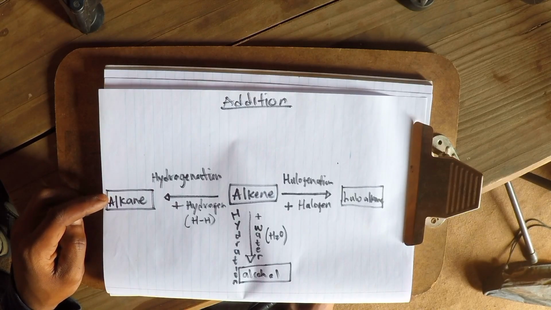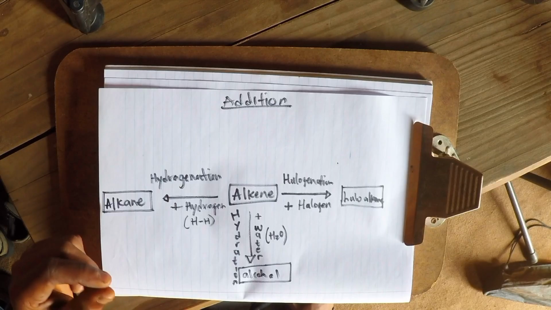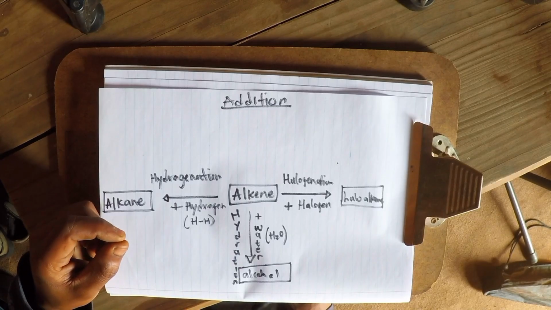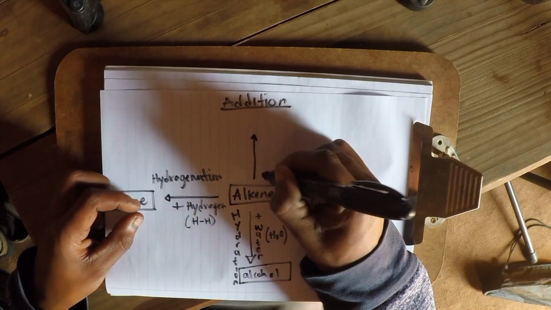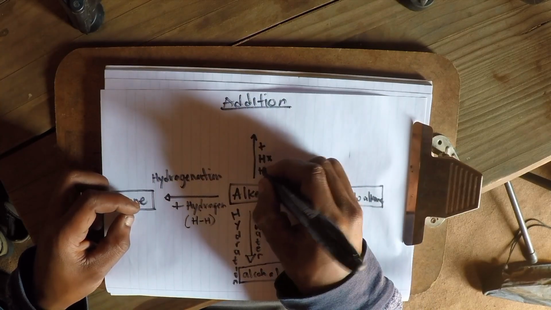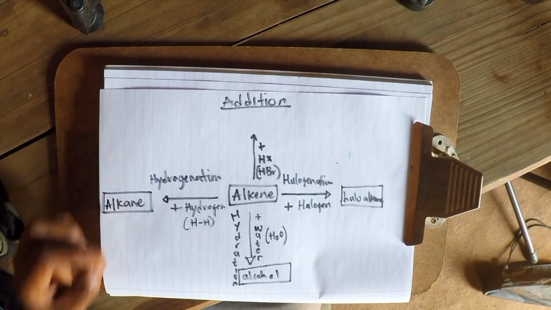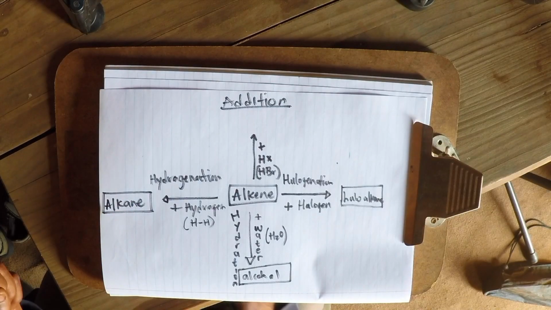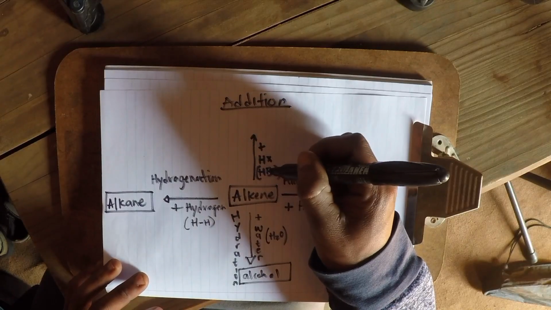We can add a hydrogen and a halogen at the same time. We can add an HX, and let me show you how. We can add an HX, like hydrogen bromide as an example, or we can add hydrogen chloride. So we need to know what happens when we add HX.